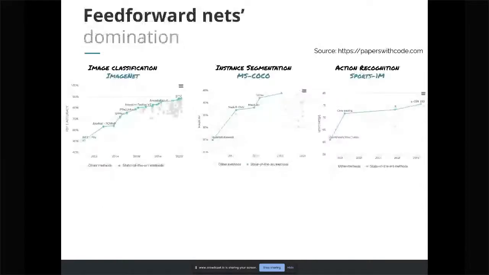recurrent neural network approach. So just to give you some context for why our focus on recurrent neural networks, if you look at the state of the art in computer vision, whether this is image classification, image segmentation, or action recognition, the progress has been steady for the past several years, but the state of the art is still dominated today by feed-forward neural networks.